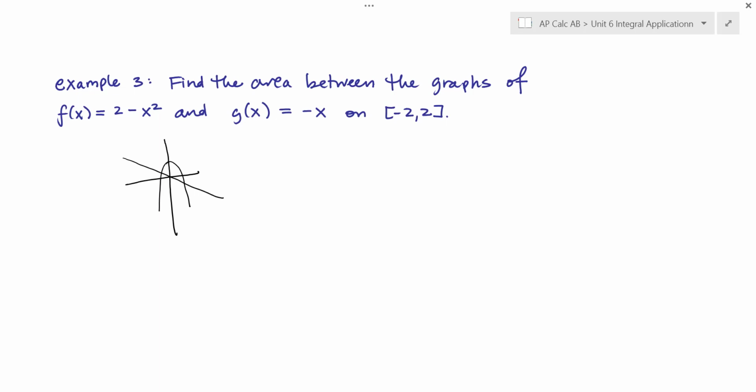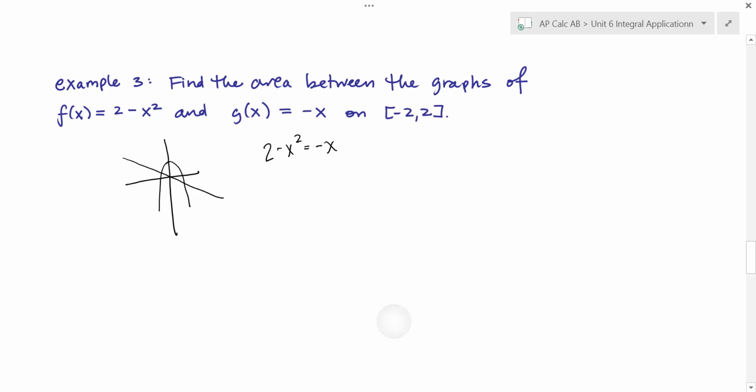So first off, we need to figure out where these functions are intersecting. That way I can get an idea of how I'm going to split this up and which curve is on top where. So if you have a graphing calculator and it's allowed, you can definitely just find the intersection points that way, or you can set the functions equal to each other: 2 minus x squared equals negative x.